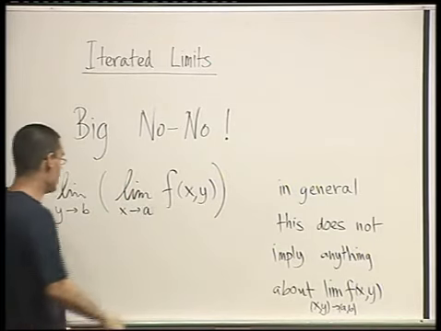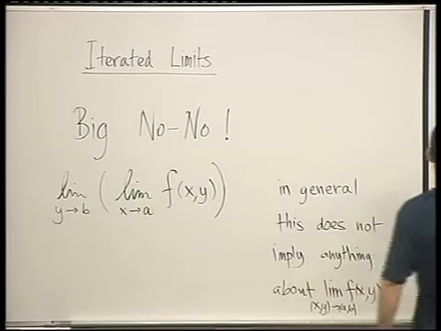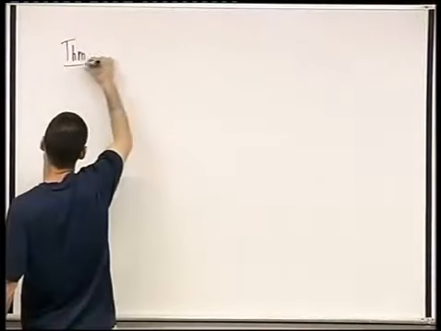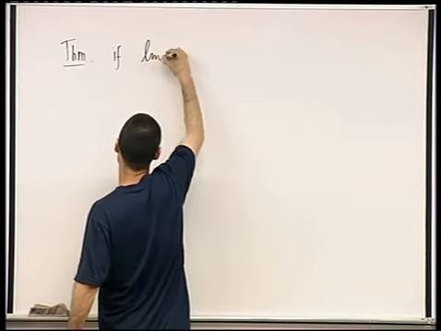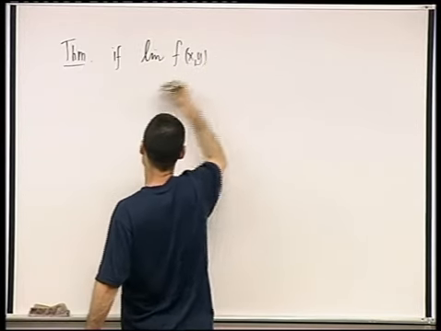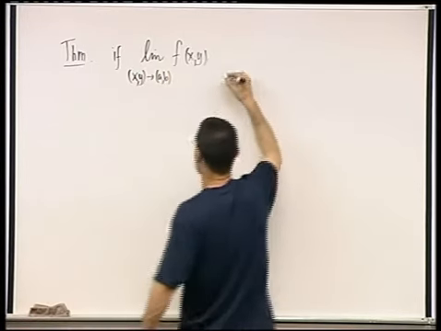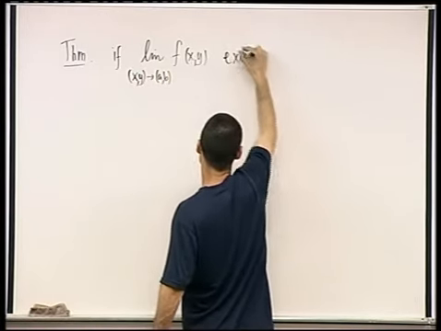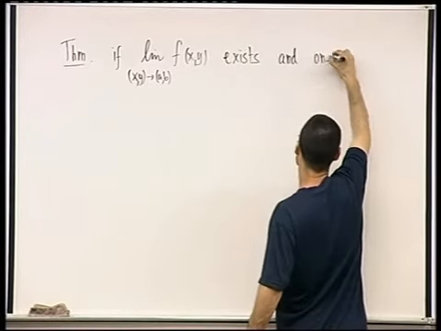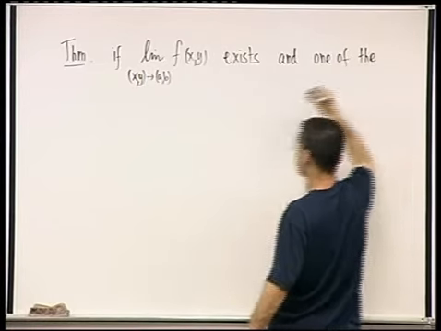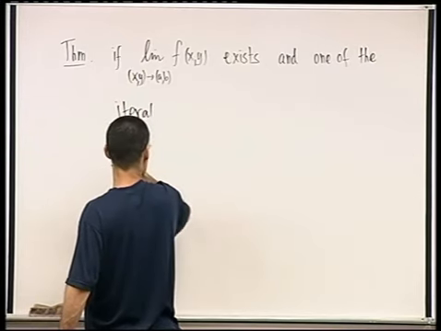And the only theorem regarding this, and I'm going to state it, but you can see that it doesn't tell you too much, is if the limit exists. So you have to know that the limit exists, and if you already know that, why would you want to use those? So if this limit exists, and one of the iterated limits exists, there are two of them, depending on which variable you take to the limit first.